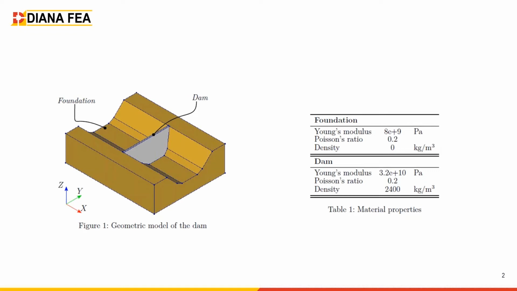But in reality, the foundation is not linear elastic and certainly not massless. So if you want to go for more realistic transient dynamic analysis results, it's better to use a mass in the foundation. But for today, we keep things very simple. I just want to highlight the options of deriving the Rayleigh damping parameters from DIANA.